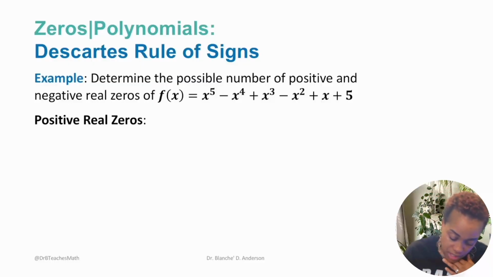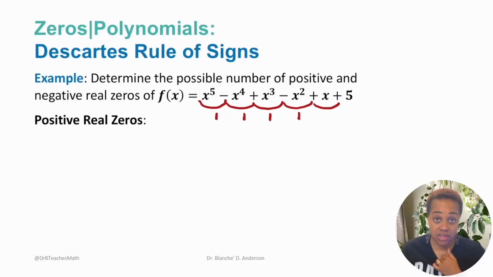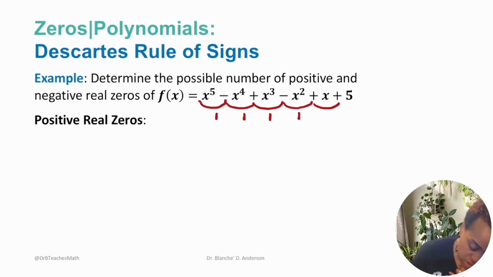Let's count the sign changes. We go from positive to negative, that's 1. Negative to positive, that's 1. Positive to negative, that's 1. Negative to positive, that's 1. And positive to positive. So we have 1, 2, 3, 4. We have 4 sign changes.